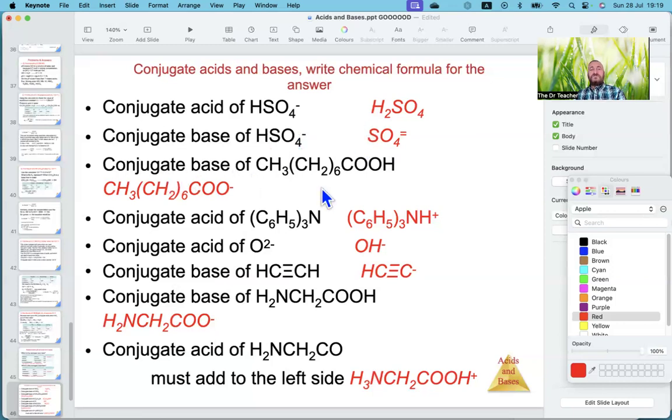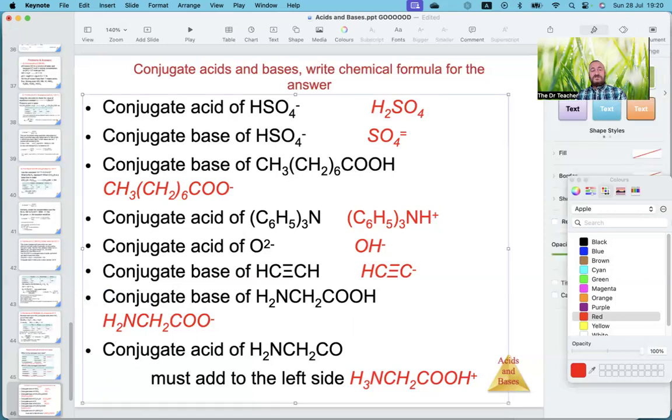Now, conjugate base of this one, CH3COOH. So this is the acetate. You remember? Acetate. So the conjugate base for it should be the deprotonated form of this one. So removing the hydrogen will give you minus. So this is the conjugate base. Conjugate acids of this, I leave you with these, and you can see what it means.